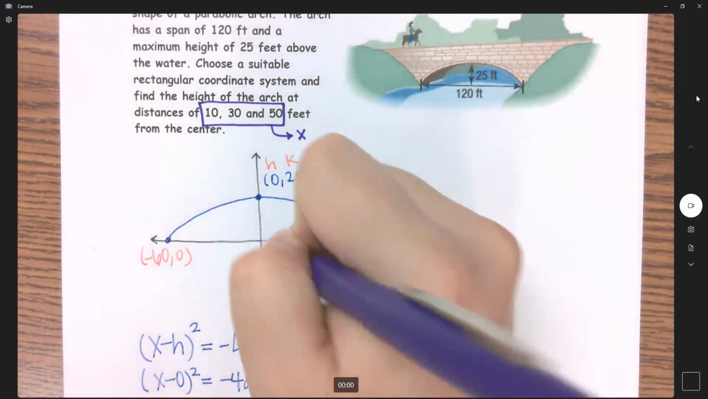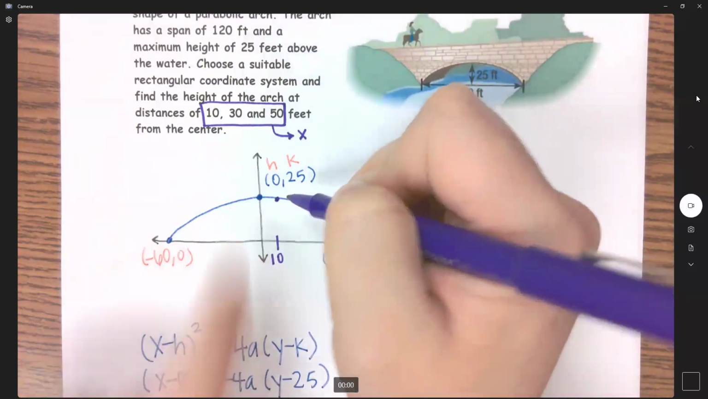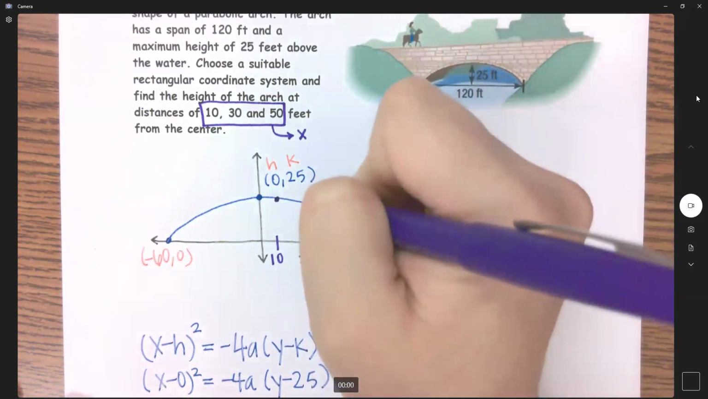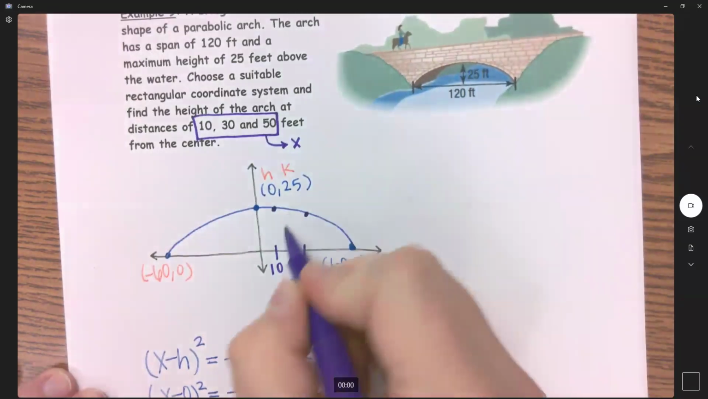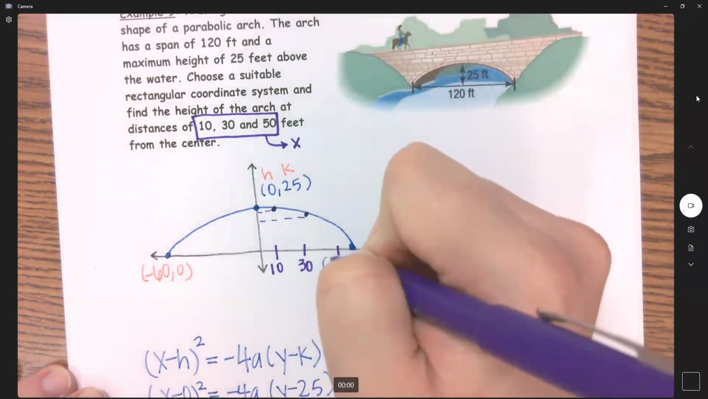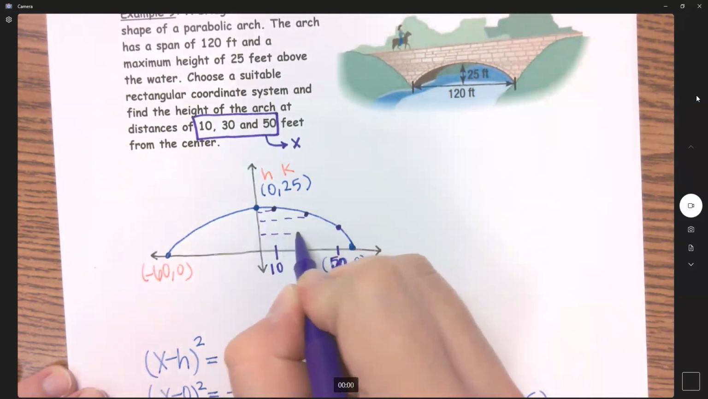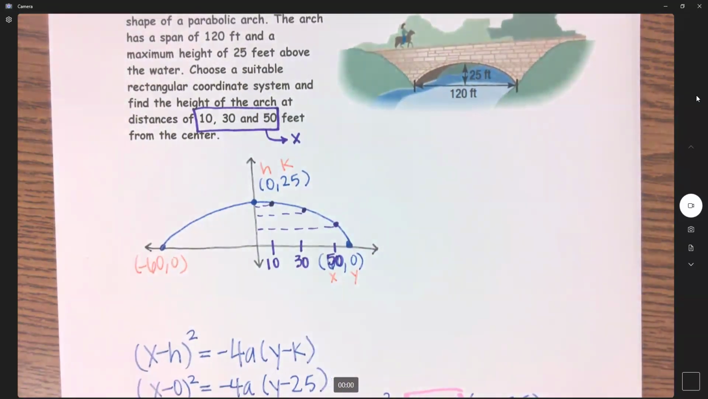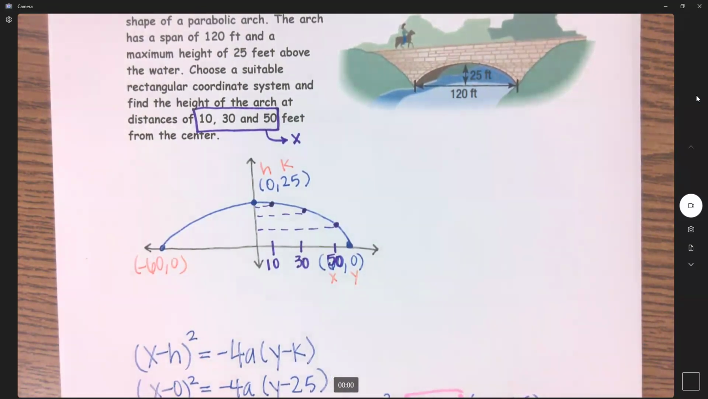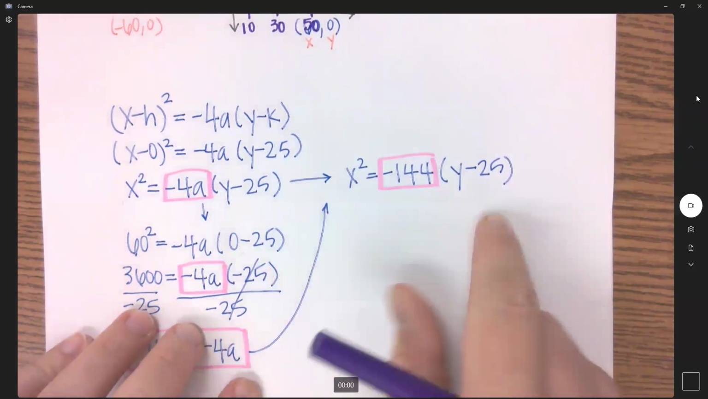So I want to know when I go 10 feet out, what is my y value? When I go halfway, when I go 30 feet out, what's my y value? And when I go 50 feet out, what is its y value? So because I am given x and I need to solve for y, make it easy on yourself and rewrite this equation where it equals y.